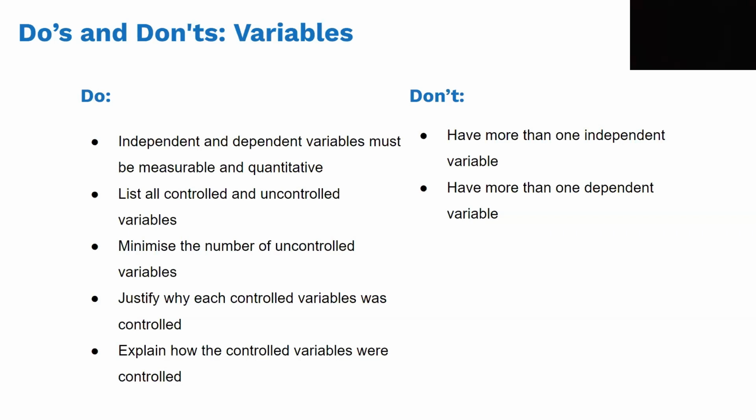List all controlled and uncontrolled variables. You should take effort to minimize the number of uncontrolled variables. Do note that in your report, you should justify why each controlled variable needs to be controlled and explain how each controlled variable was controlled. As for don'ts, you should not have more than one independent variable and you should not have more than one dependent variable. There is not enough space within the 12 to 15 page limit to meaningfully analyze more than one independent or dependent variable.